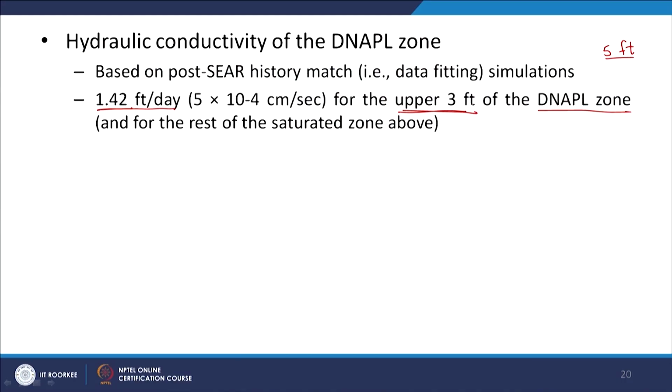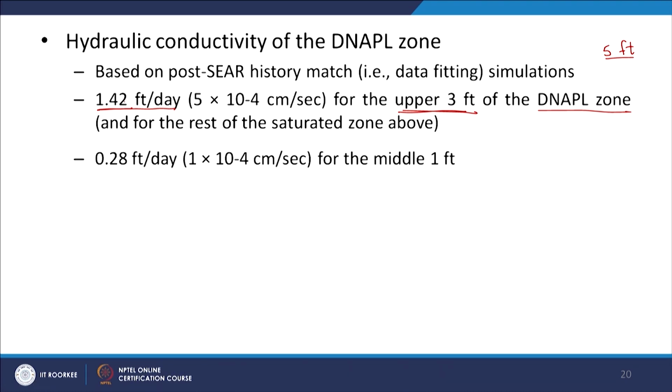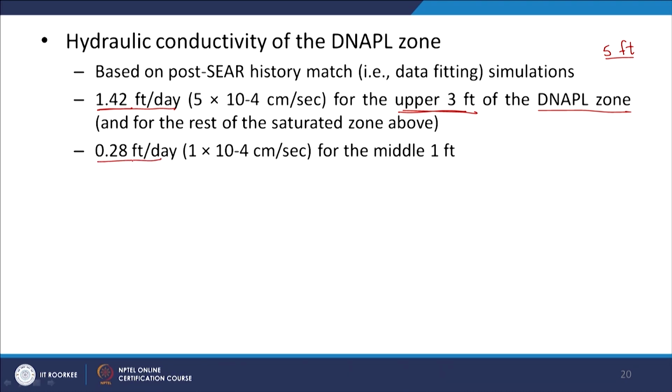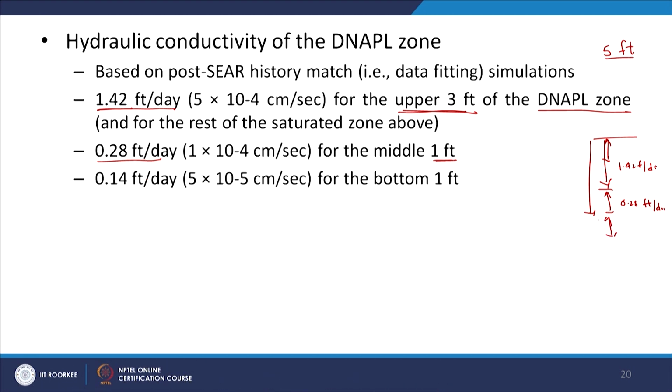The greater the hydraulic conductivity, the easier it would be for the surfactant to pass through and come in contact with the relevant contaminant. So in the upper 3 feet of this 5 feet DNAPL zone, it was a particular value, and as you can see, there is a considerable decrease, almost 5 times or more, in the lower 1 foot. In these top 3 feet of the DNAPL it was 1.42 feet per day, in the next 1 foot it was 0.28 feet per day, and in the last 1 foot it was almost half of that, 0.14 feet per day.